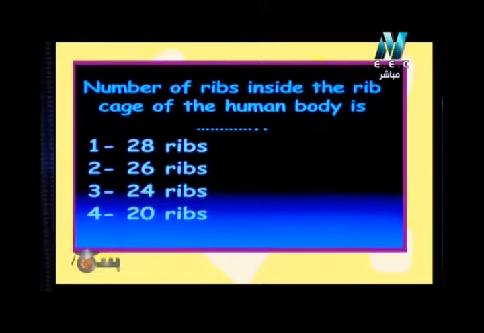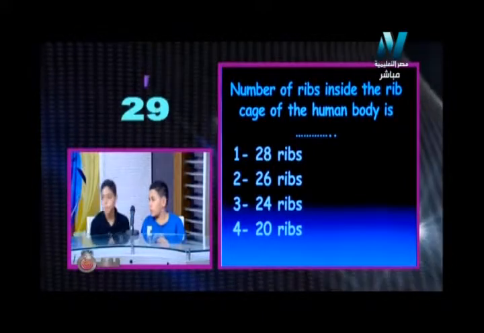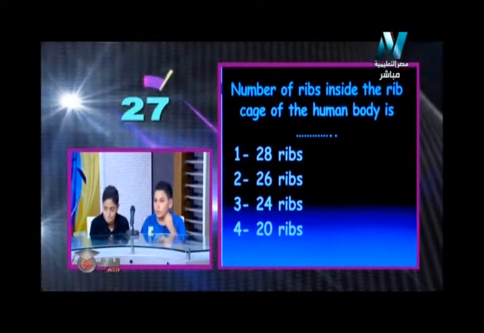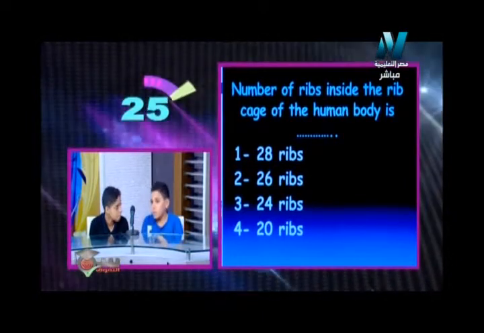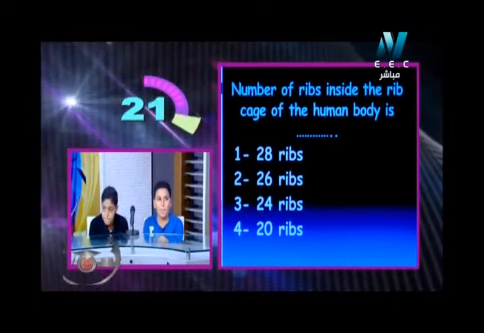Okay? So another question for the first team. That's your turn, first team. The question says, number of ribs inside the rib cage of the human body is 28 ribs, 26 ribs, 24 ribs, 20 ribs. So let's start the timer now. نبدأ العداد. Okay? Concentrate. You will have 25 seconds. هنجاوب بعد العد زي ما المخرجة بتقول.